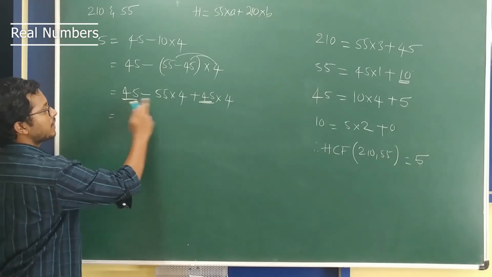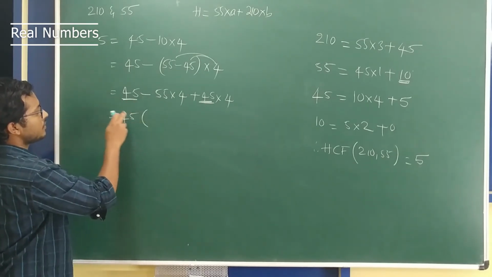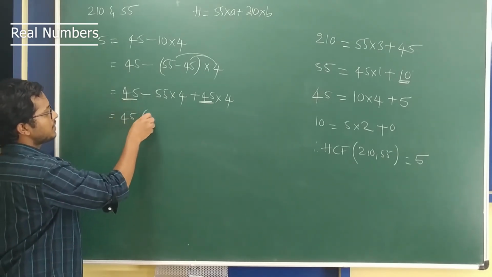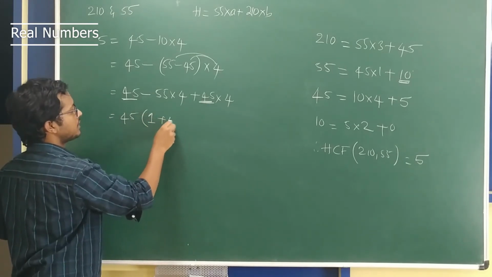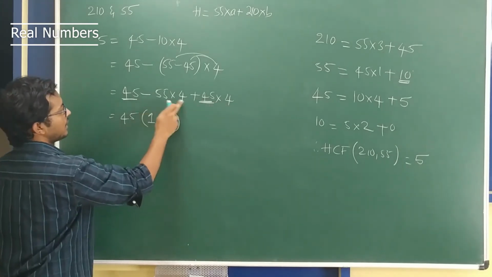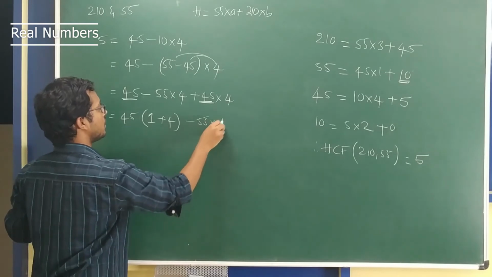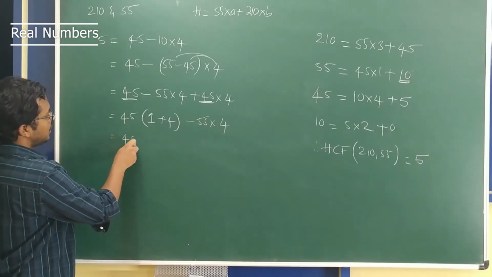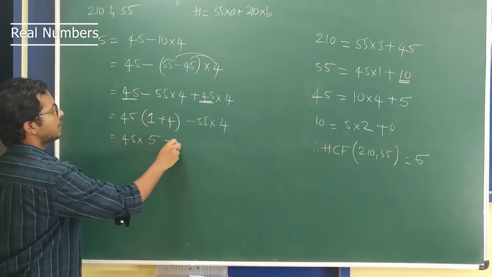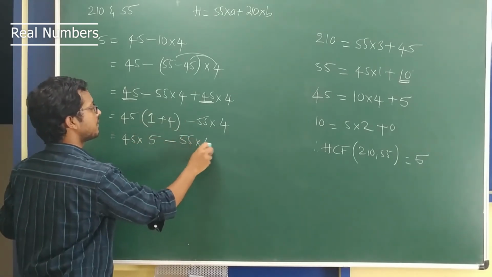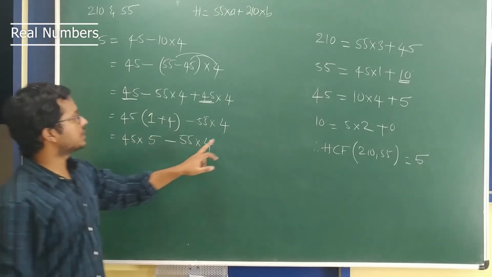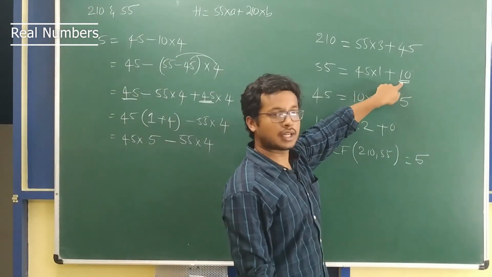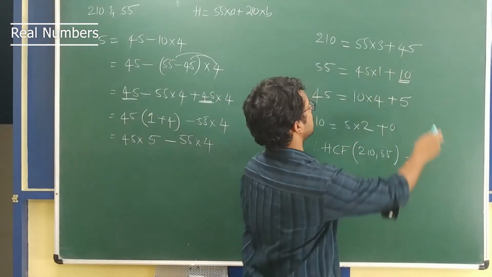So how do we simplify? Take 45 outside. If I take 45 outside, remains 1 plus 4. Alright, and this minus 55 into 4 as it is. Now let's go ahead and simplify this one. So 45 into 1 plus 4 is 5, minus 55 into 4. Now we have substituted for 10. So 10 is over. So next we have to substitute for 45.